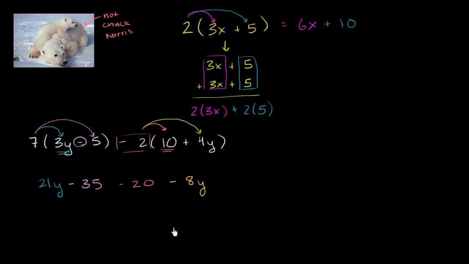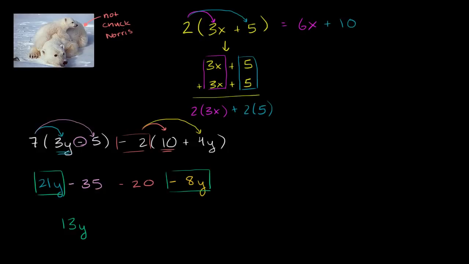And are we done simplifying? Well, no, there's a little bit more that we can do. We can't add the 21y to the negative 35 or the negative 20 because these are different things. But we do have two things that are multiplying y. You have 21y's, and from that we are subtracting 8y's. So if I have 21 of something and I take 8 of them away, I'm left with 13 of that something. So those simplify to 13y's.